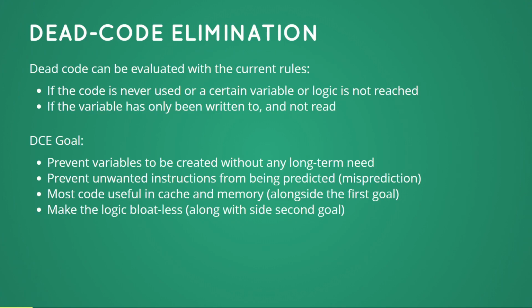The first one is dead code elimination. Dead code can be evaluated with the current rules: if the code is never used, or a certain variable or logic is never reached, or if the variable has only ever been written to and not read from. This will prevent variables from being created without any long-term need, and prevent unwanted instructions from being predicted, or mispredicted, like branches, if statements, switches and all that. It is very useful for cache and memory, and it'll make the logic less bloated.